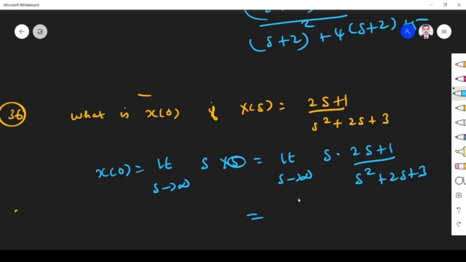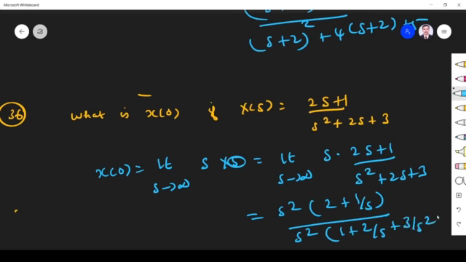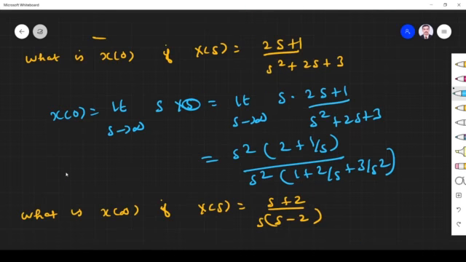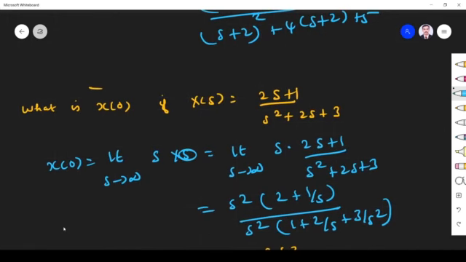So take s squared outside, so it will become s squared into (2 plus 1 by s). Denominator, s squared outside, 1 plus 2 by s plus 3 by s squared. If you substitute s equal to infinity, this will become 0, this will be 0, this will be 0, this will be cancelled. So 2 by 1, that is equal to 2.